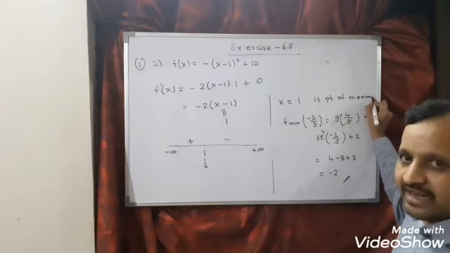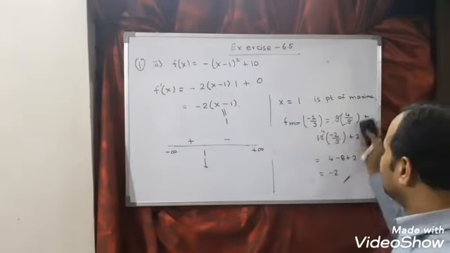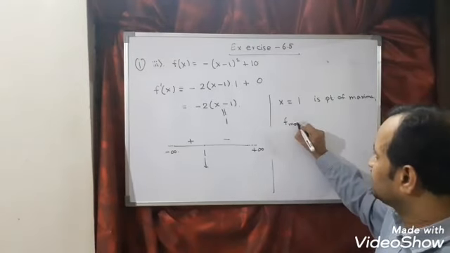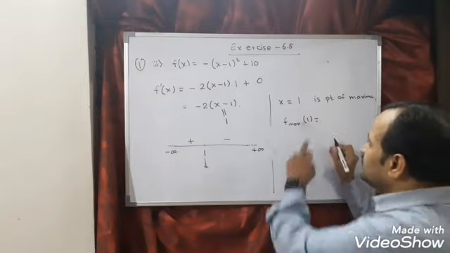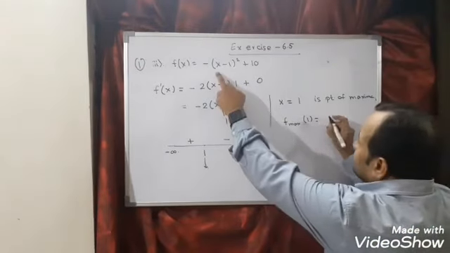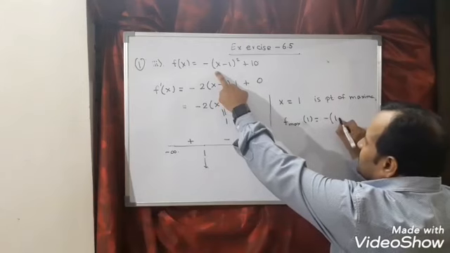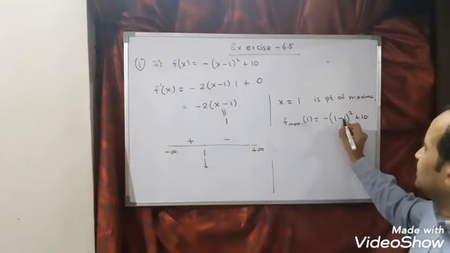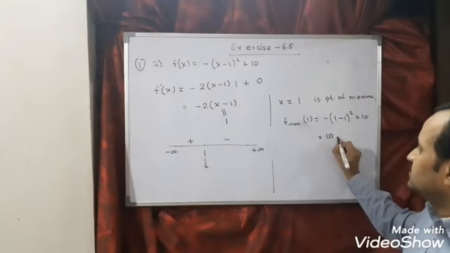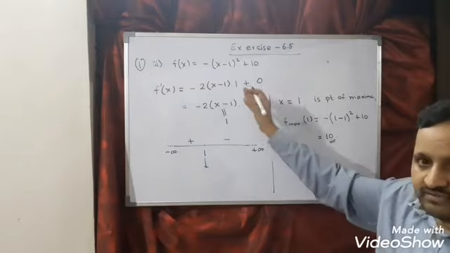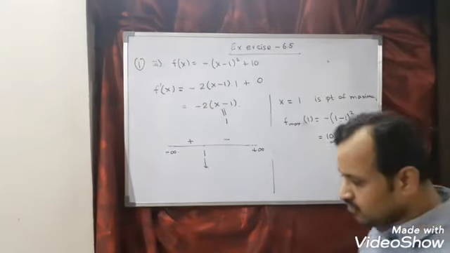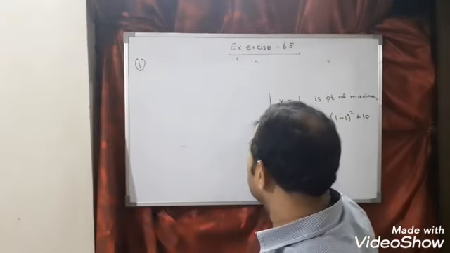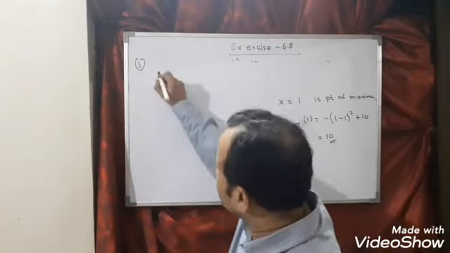And how to get the maximum value? Put this point in the function, maximum value will come. So here I can say f max at x is equal to 1. Put this value here. So minus of, tell me, minus of (1 minus 1) whole square plus 10. So 1 cancels. So the answer of this question is 10. So this is the maximum value of this function. Let us see one more question. This is fourth bit.